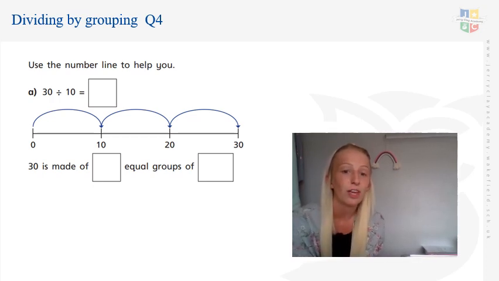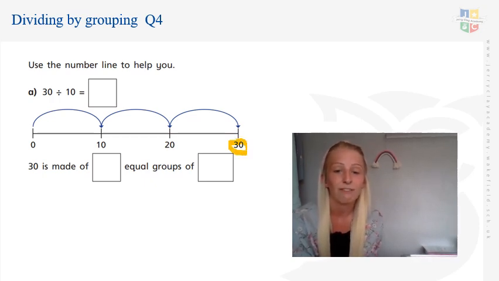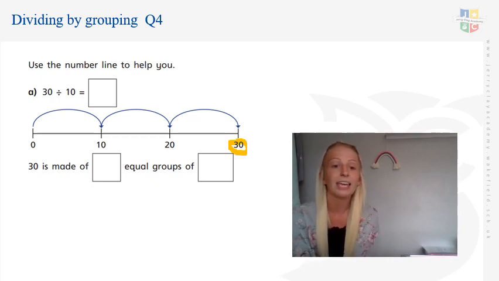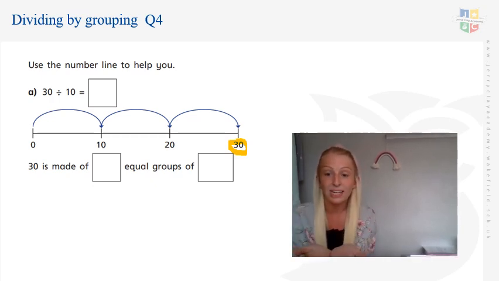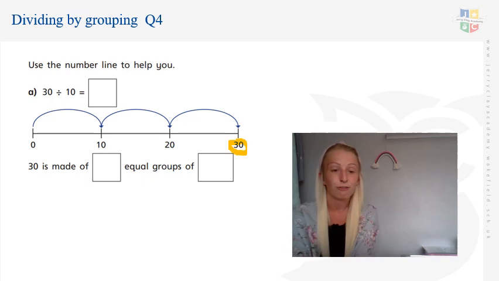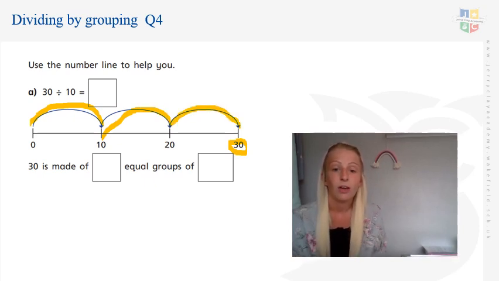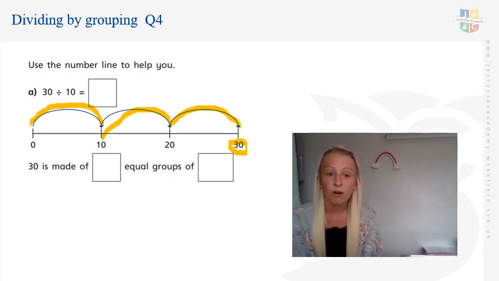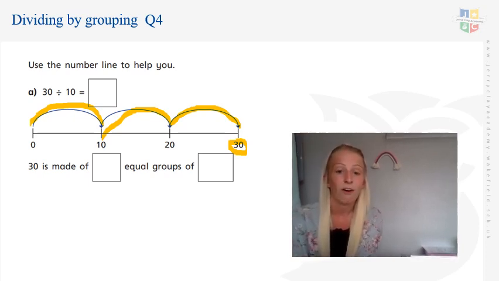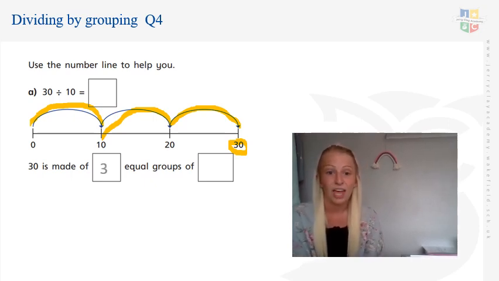Now I know I've got 30 altogether because if you look at the end of the number line, it finishes on 30. Now here, instead of grouping by collecting the objects, I've grouped my numbers instead. So here I have 1 group, 2 groups, 3 groups. So I've got 30 is made of something equal groups. Well, I've counted my groups and I have got 3 equal groups, and they are equal groups of something.